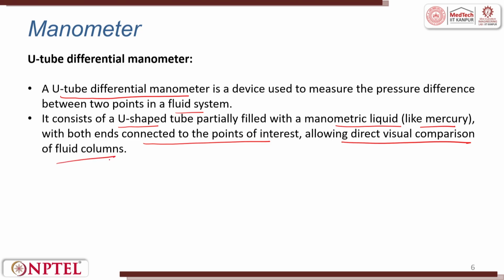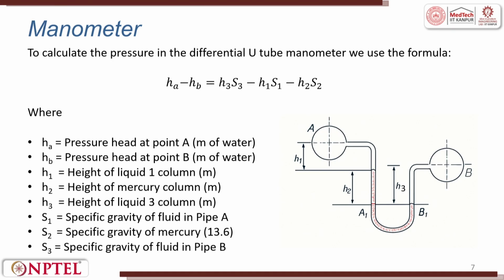So, here what happens, you can see this diagram here. Now, here both the ends are connected to the points of interest, that is the things which are to be measured. For instance, we need to measure for both A and B the pressure difference. So, here the differential U-tube manometer is there. Difference between A and B, it will tell HA minus HB, that is pressure head at point A in meters of water and pressure head at point B in meters of water. HA minus HB is equal to H3 S3 minus H1 S1 minus H2 S2.